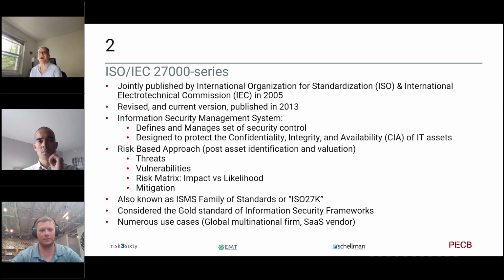So ISO/IEC 27000 series, which is the official name, was a jointly published standard by the International Organization for Standardization, the ISO, which is based in Switzerland, and the International Electrotechnical Commission in 2005. Eight years later, they revised and published the current standard, which is 27001:2013. So it's an information security management system. That means not only just telling you what controls, it defines how to set up your program. How do you want to manage it?